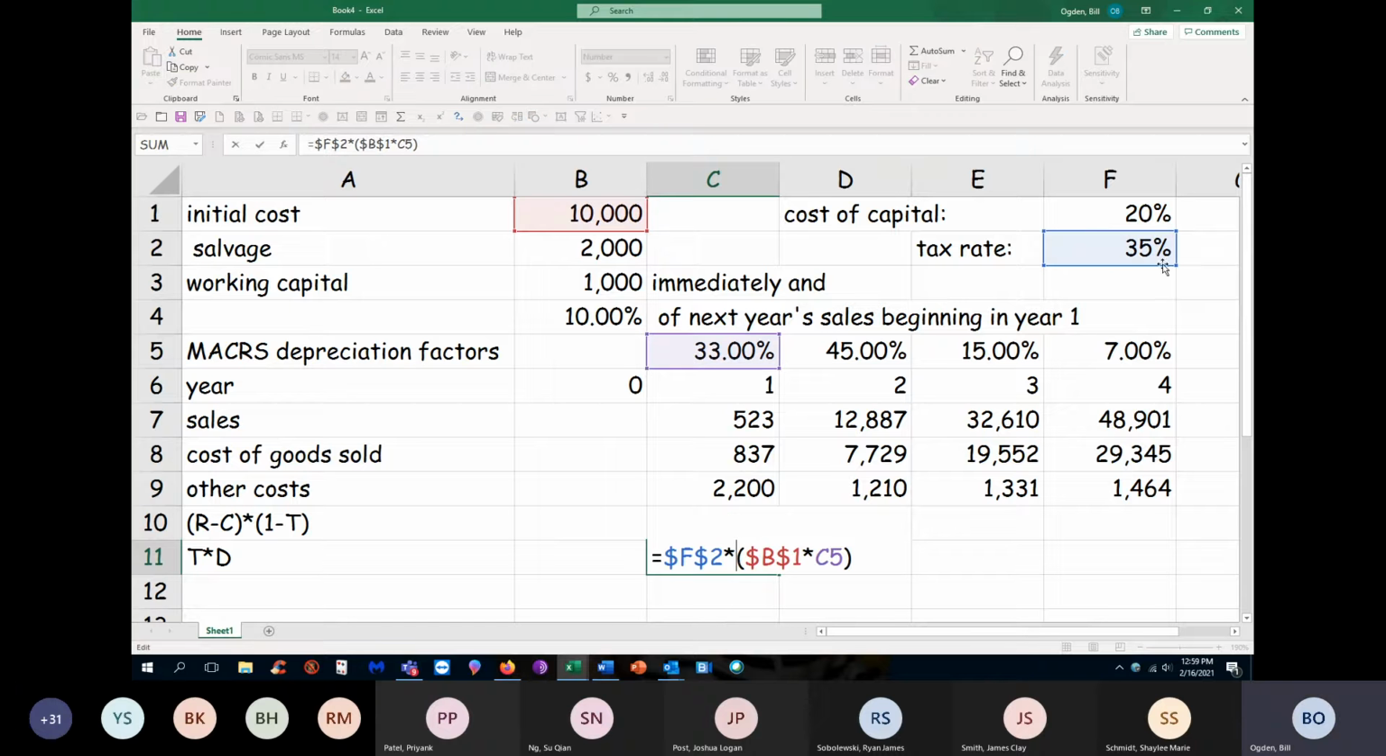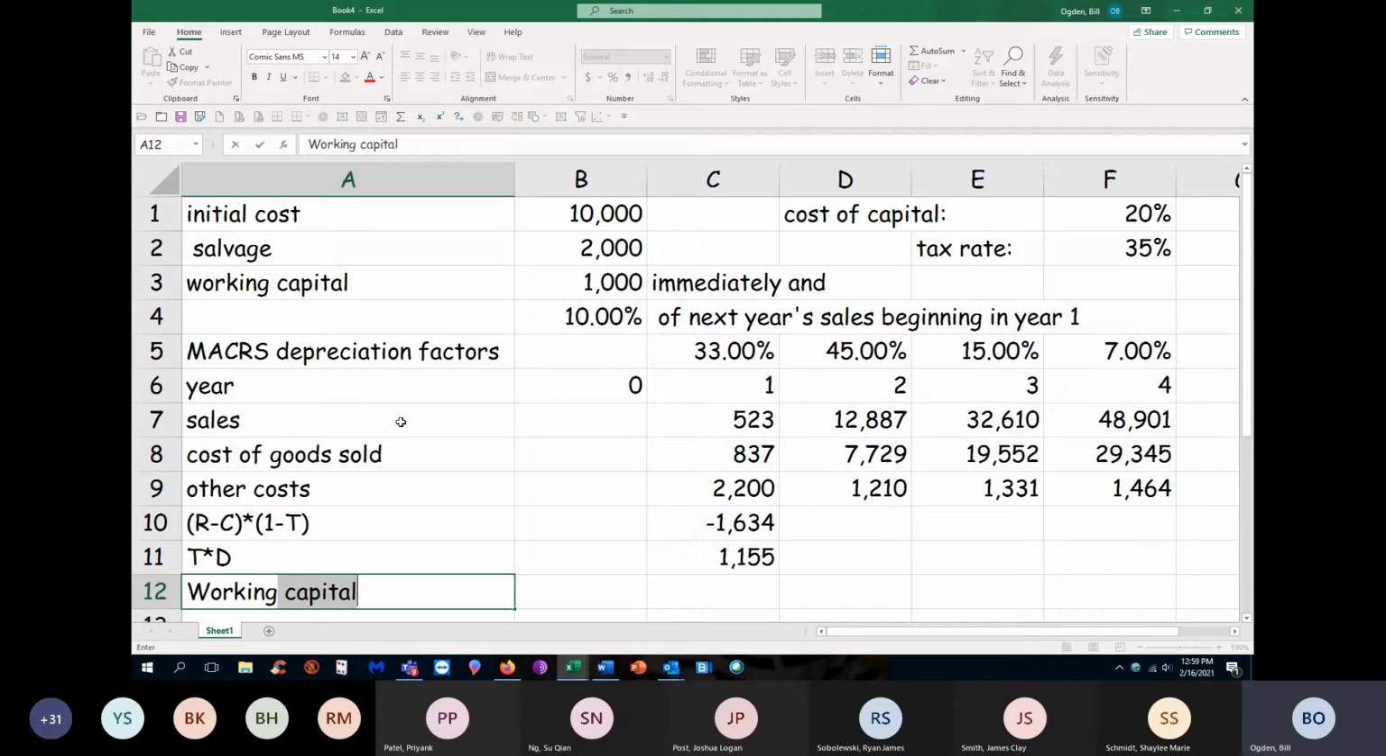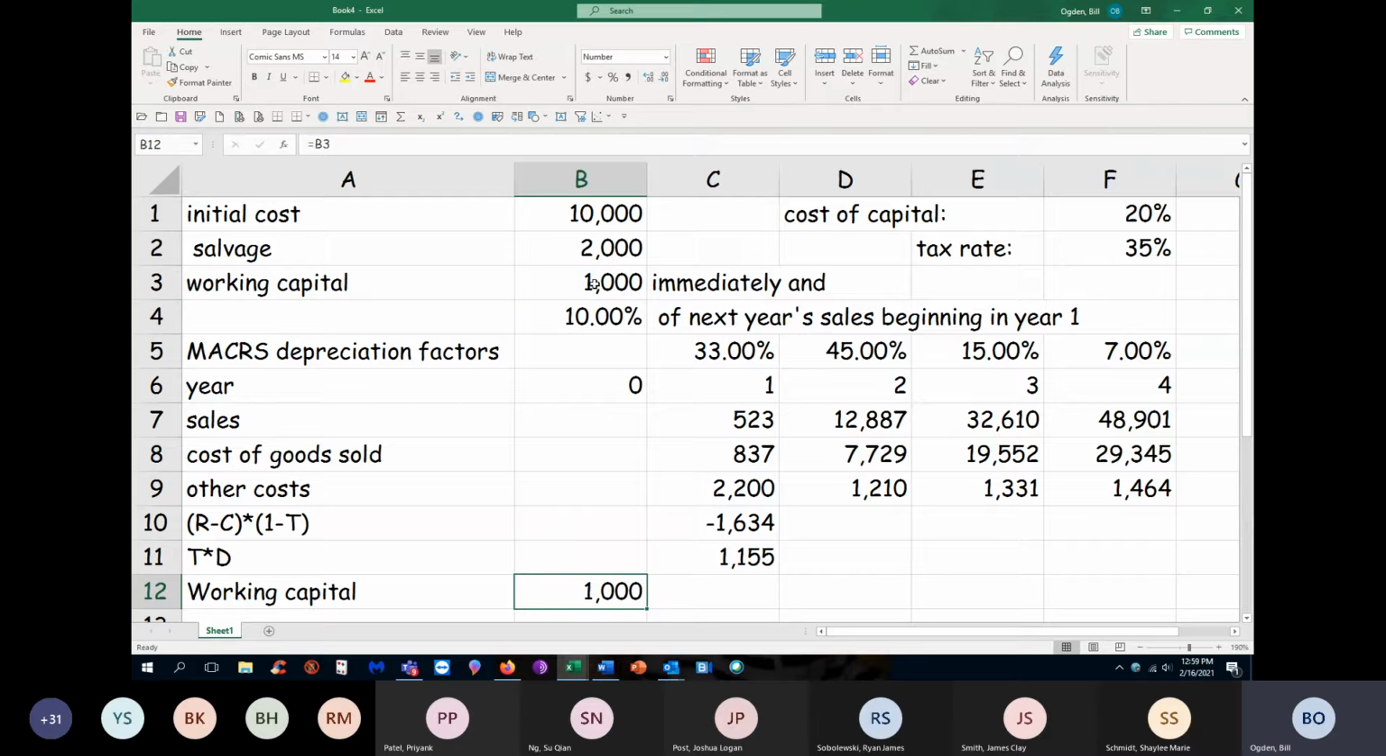Do a little quality control. So 35 times 10 times, yeah, that looks good. All right, and then let's do our working capital. Okay, and it says initially $1,000. So let's go get that 1,000. Okay, and what do we do after that? It's 10% of next year's sales beginning in year one.